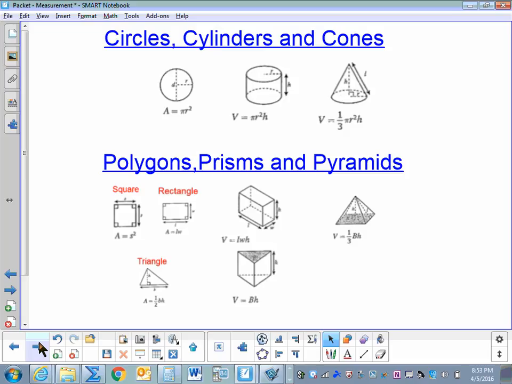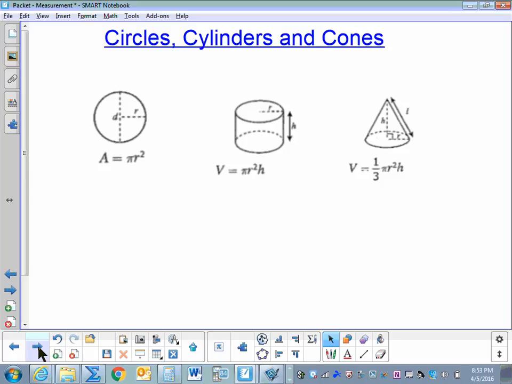To help keep these easier to understand and remember, we're going to categorize all these shapes into two categories. We're going to have one called circles, cylinders, and cones, and one called polygons, prisms, and pyramids. So let's start with the circle, cylinder, and cones. The area of a circle is pi r squared. The volume of the cylinder is pi r squared times the height. So they are the same, except that you multiply the height for the cylinder.